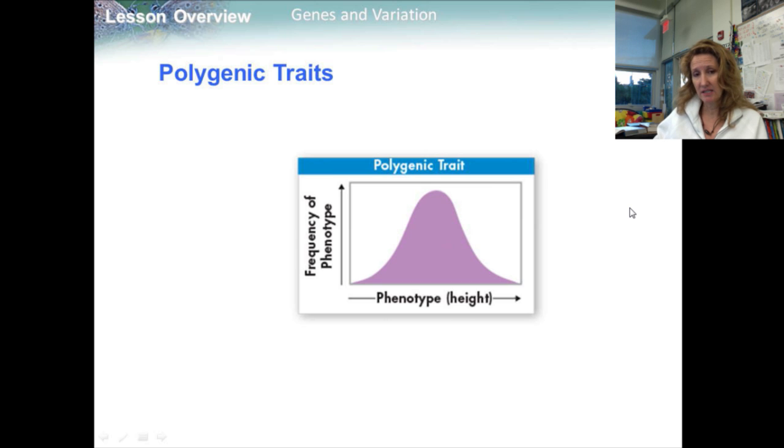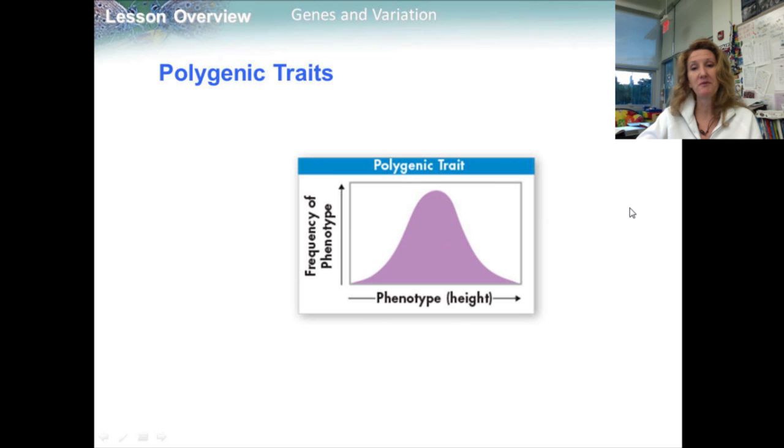Polygenic traits are traits controlled by 2 or more genes. We learned that too. Each gene of a polygenic trait often has 2 or more alleles. What is a good example of a polygenic trait? You remember? Skin color. A single polygenic trait often has many possible genotypes and even more different phenotypes.